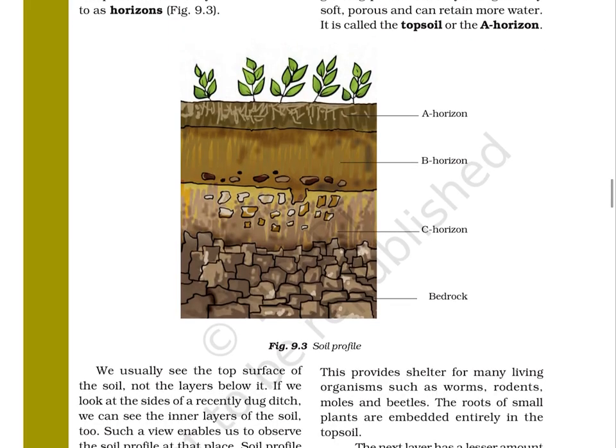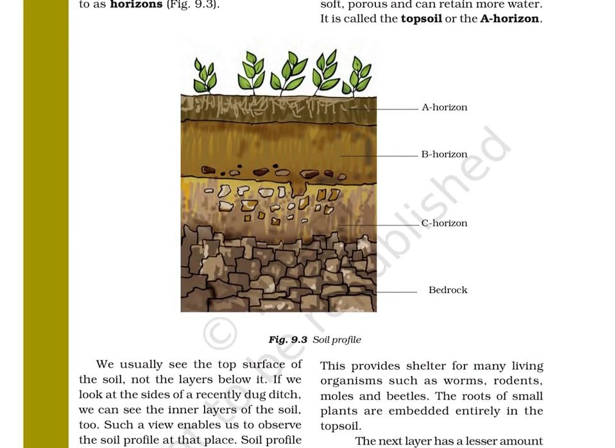Figure 9.3 Soil profile. In this figure, we can observe the soil profile. At the bottom is bedrock. Above that is C horizon. Above that is B horizon. And at the top is A horizon.